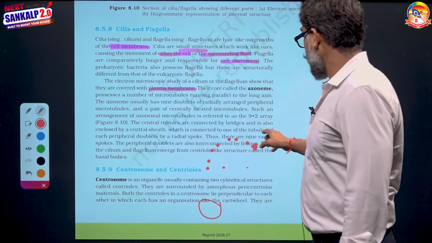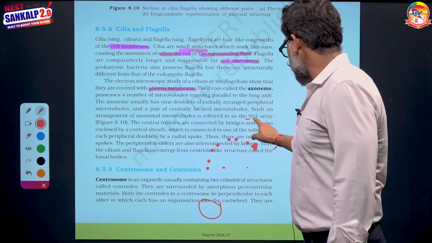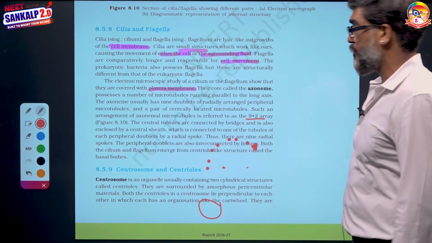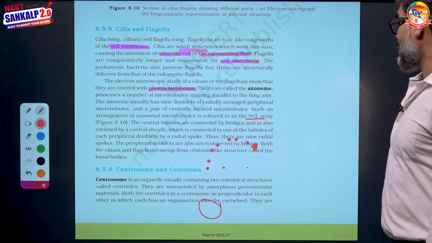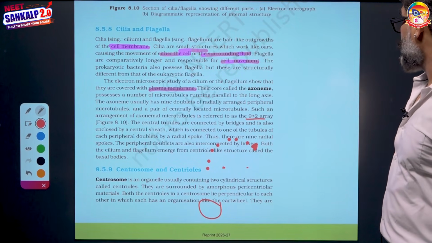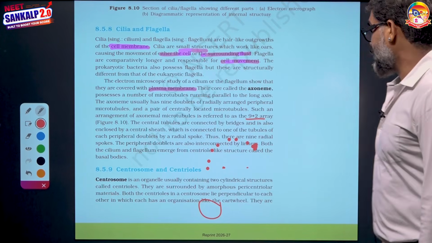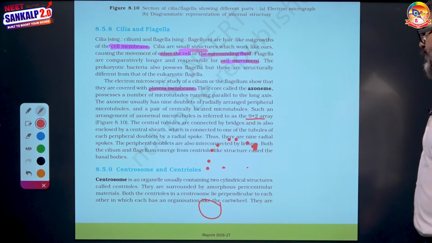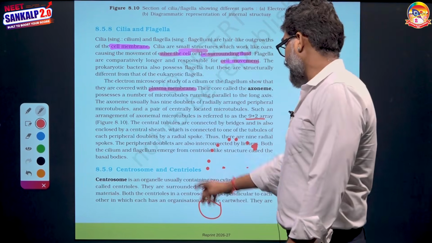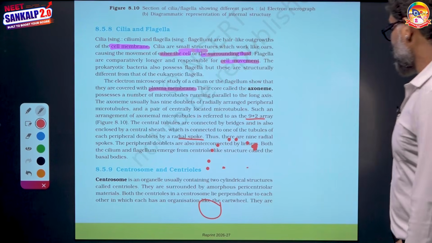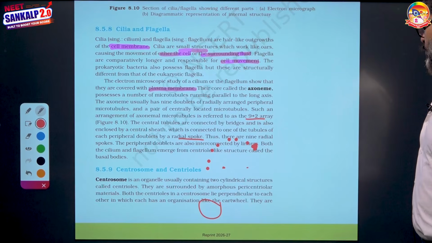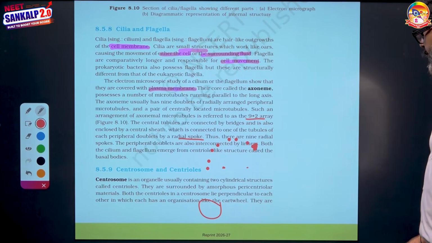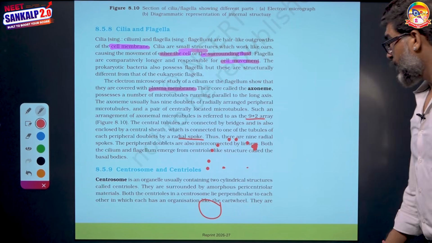This arrangement, because 9 peripheral doublets and 2 central singlets are present, is known as the 9+2 arrangement. The central tubules are connected by the bridge and are also enclosed by a central sheath, which is connected to each peripheral doublet by a radial spoke. Thus, there are 9 radial spokes present. The peripheral doublets are also interconnected with the interdoublet bridge, as we have discussed earlier.